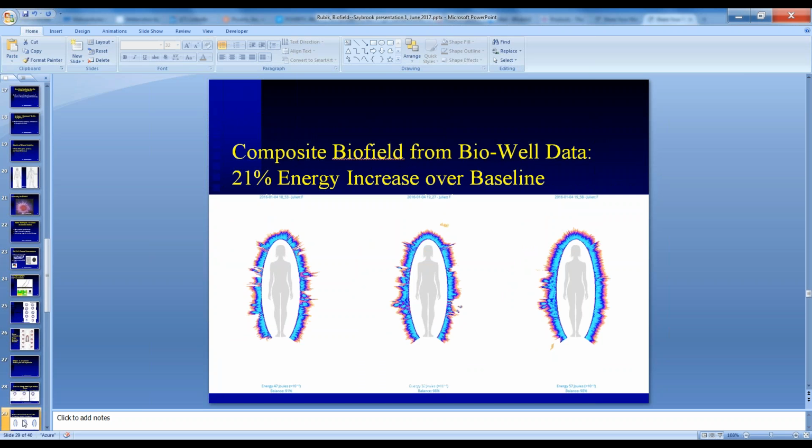And taking a look at the composite biofield from BioWell, this was her initially with some holes and issues. This is her after the placebo, the center one. And on the far right is the post-acupressure BioWell composite biofield. And you can see that she's doing much better. Now, if she holds this pattern, the flesh and blood will follow. That's the theory of shifting the energy.